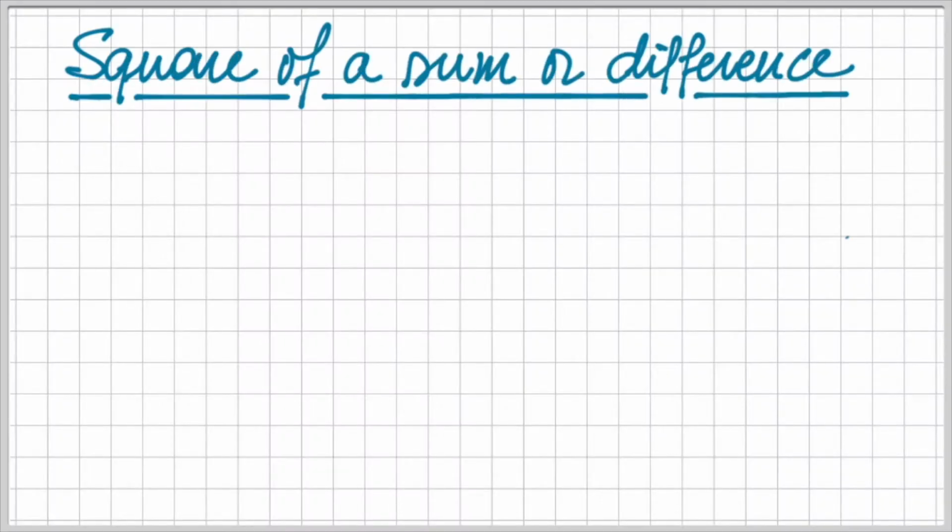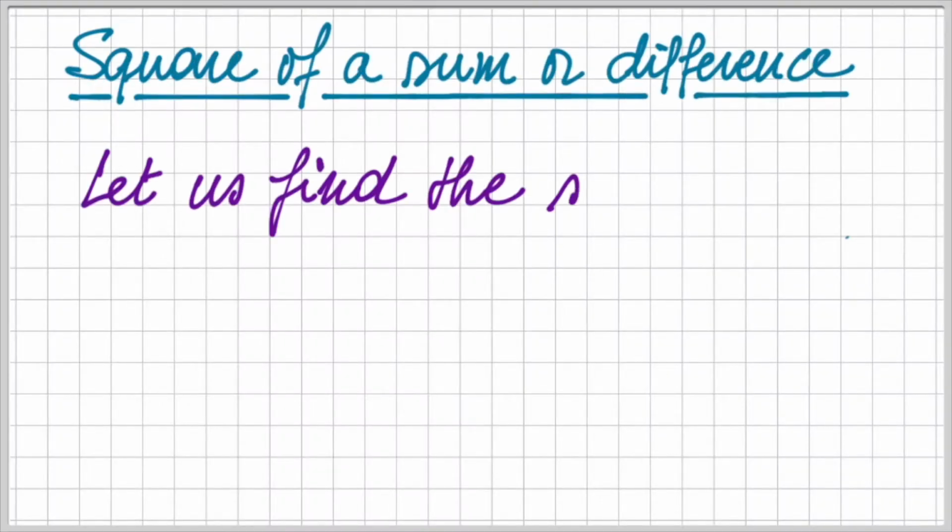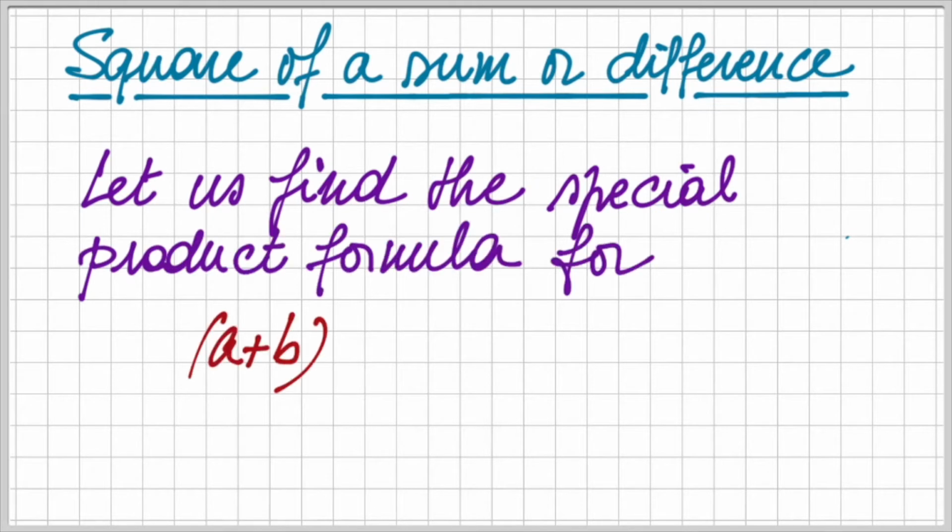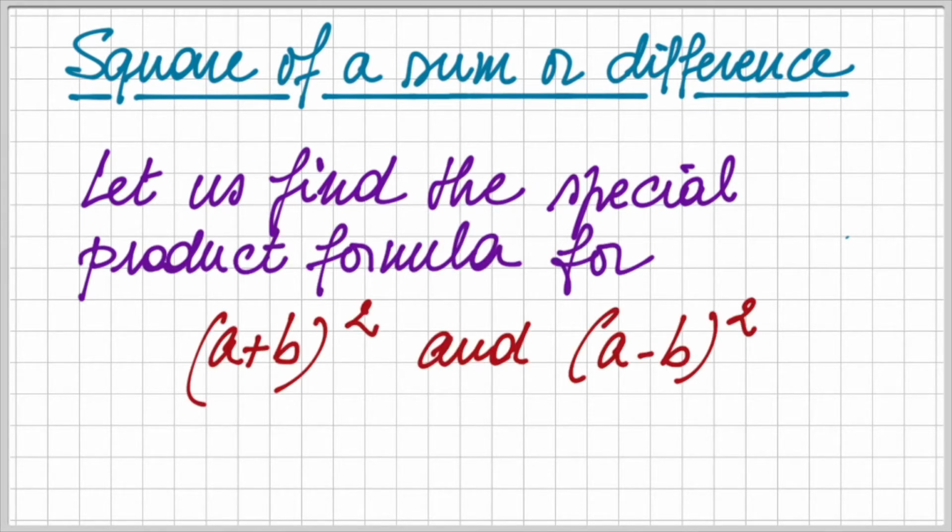So let's have a look. When we look at the square of a sum or a difference, we try to find the special product formula for (a + b)² and (a − b)². So we try to find those formulas, and we do that first by starting with a classical combination, calculating (a + b)² by the multiplication of a + b with a + b. Let's see how that goes.